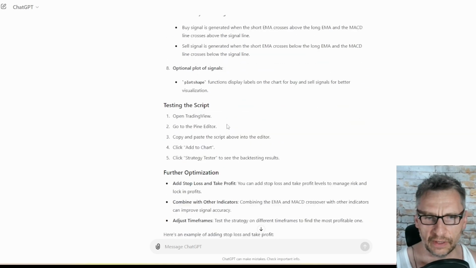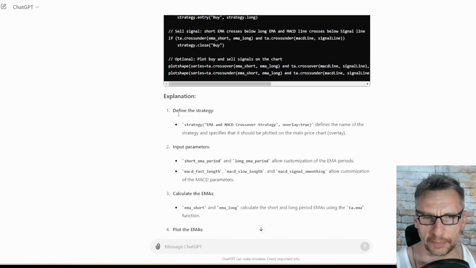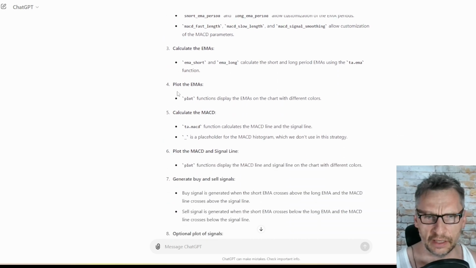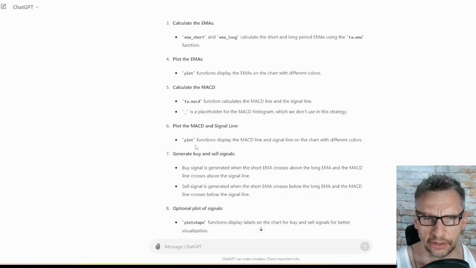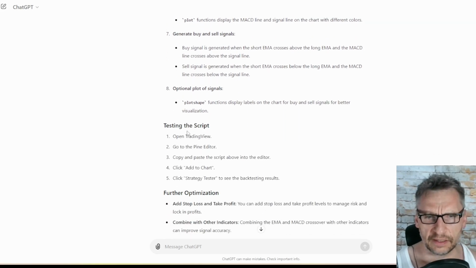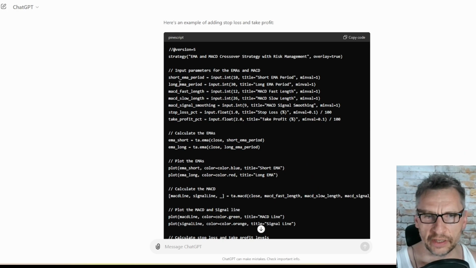So it should have another script. Yeah, it did give me another script. So if you keep scrolling, it gives you the same thing. Explanation: define a strategy, input parameters, calculate the EMAs, plot the EMAs, calculate MACD, plot the MACD, generate buy and sell signals, and so on. Testing a script, and then further optimization. So add stop loss and take profit. You can add stop loss and take profit levels to manage risk and profit. So the next one is with the stop loss and take profits, which is what we're going to use.